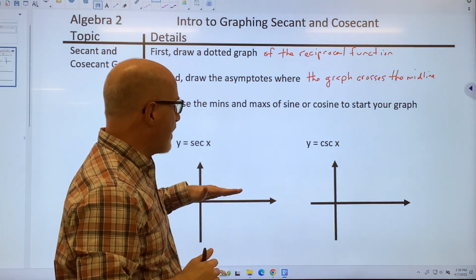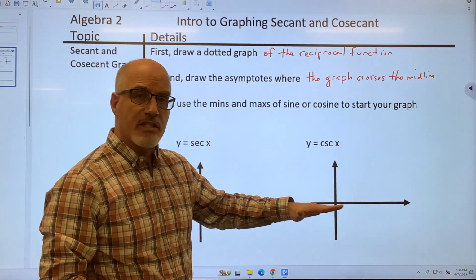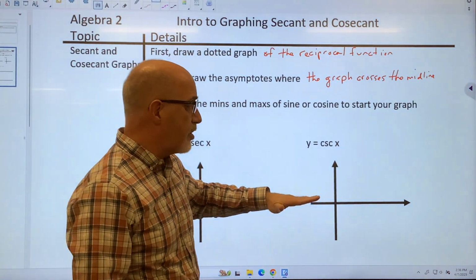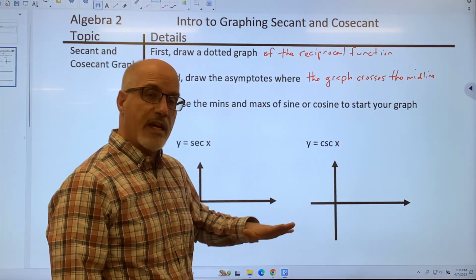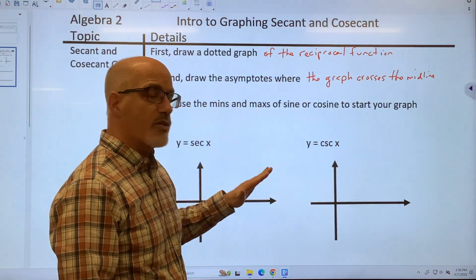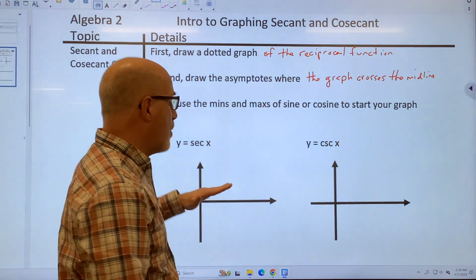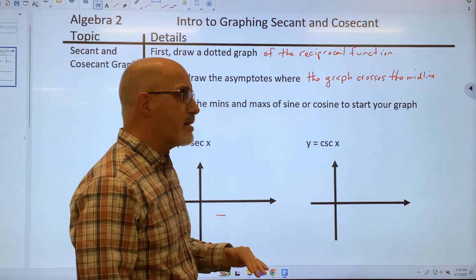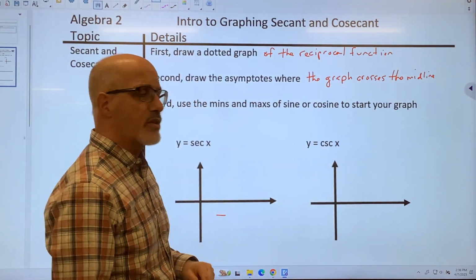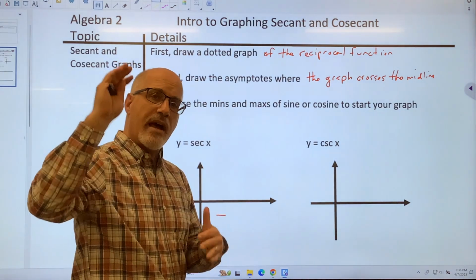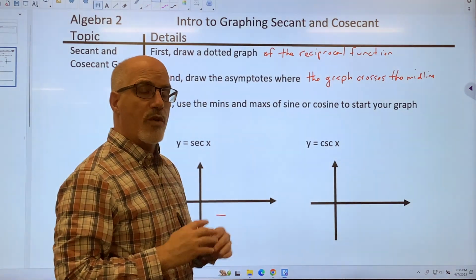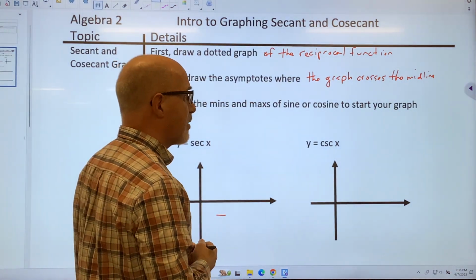Now, most of our midlines have been the x-axis. Later, or you may have already started doing this, we're going to translate sines and cosines and secants and cosecants up and down and side to side. But for now, whatever the midline is, where it crosses that, that's where your asymptote's going to show up. And then lastly, use the mins and maxes of the graph in order to start where the rest of the cosecant and secant graph go.